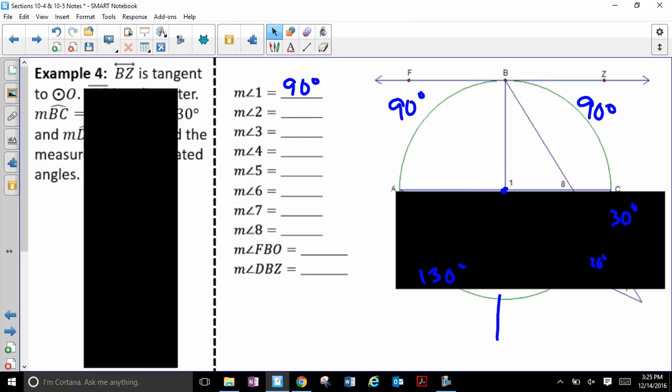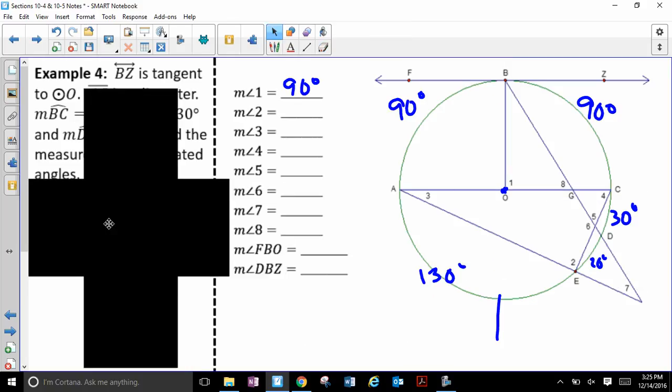All right, so then I'll move these out of the way for a second here. Okay, now we want to find angle 2. So let's mark the vertex for angle 2. It is right here. So where's the vertex? The vertex is on the circle. So this means we take the arc and divide it by 2.